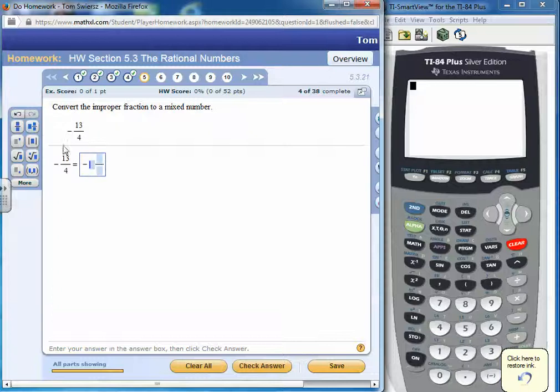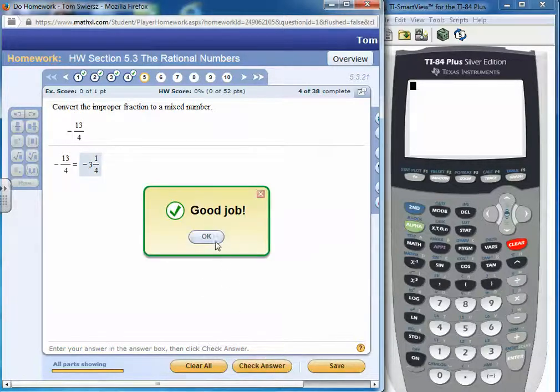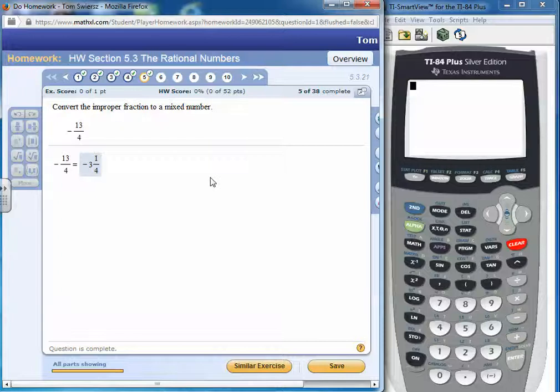Negative 3 1/4. Again, we choose the mixed number from the menu bar to input it correctly into MyMathLab.